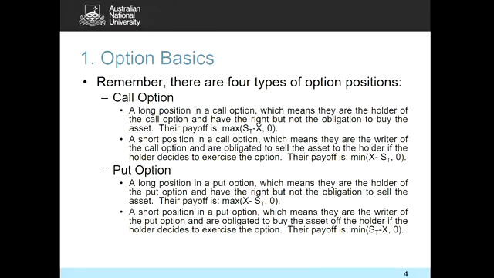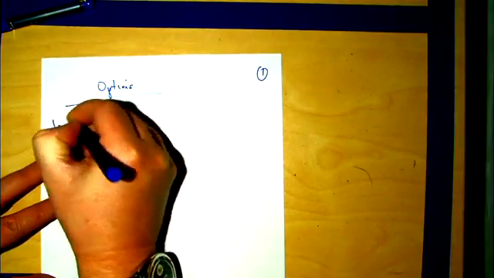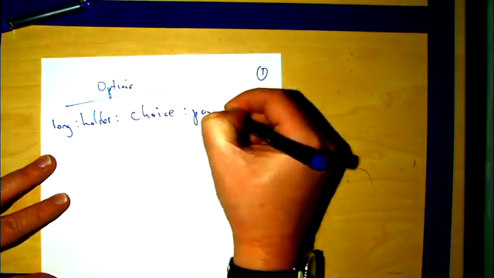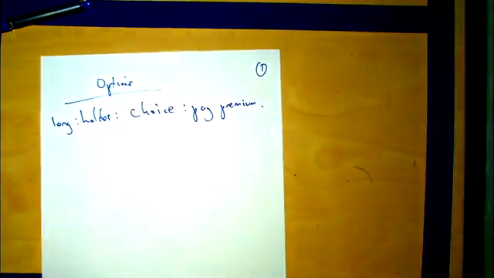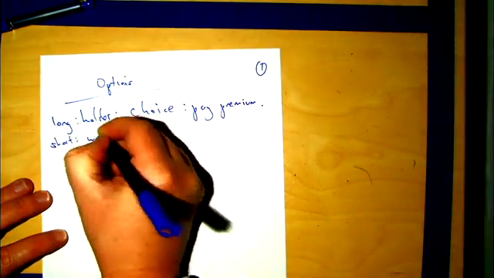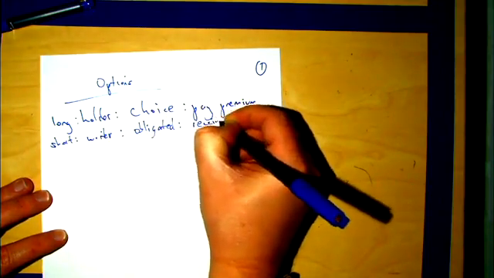So in terms of the payoffs, we'll actually do this on the document camera. With our options, long equals holder equals choice equals pay premium. So whether you're long in a call or a put, you're the holder, you get to make the choice, and you have to pay a premium. If you're short, then you're the writer, you're obligated, so you don't get to make a choice, and you receive the premium up front.